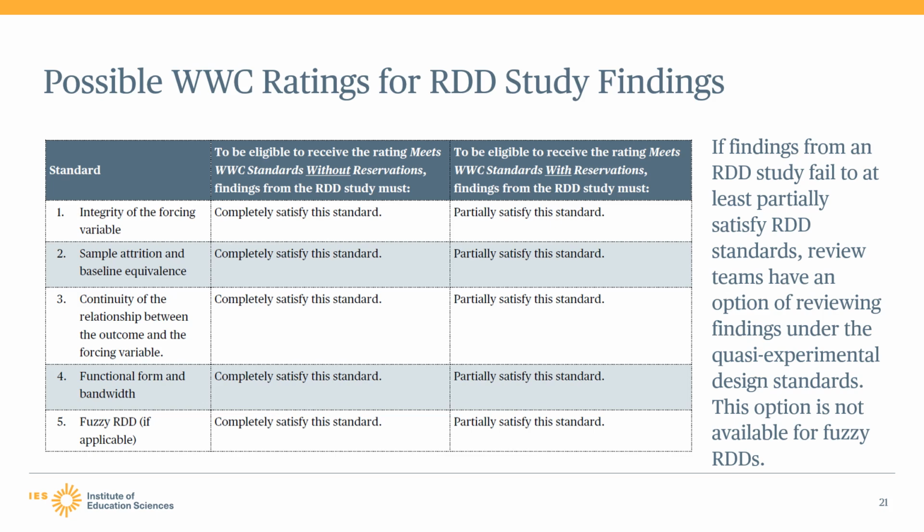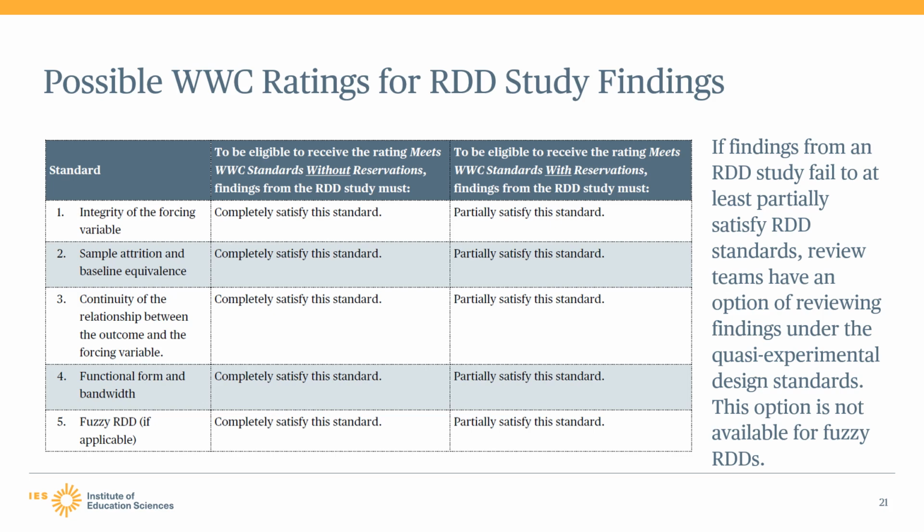To receive the rating of meets WWC standards with reservations, the study findings must partially satisfy each of the 5 RDD standards shown in the table displayed here. Note that if the findings from an RDD study fail to satisfy at least partially the 5 RDD standards, review teams have an option of reviewing findings under QED standards. This option is not available for fuzzy RDDs, however.